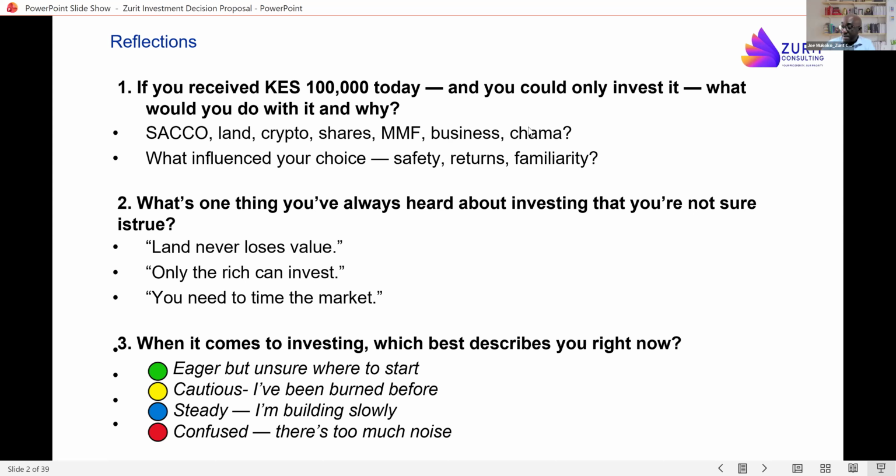Capital preservation. So as we think about this capital preservation, allow us to go to question 2. We want to preserve the capital that we have. So what is the one thing you've always heard about investing that you're not sure is true? 1, could it be that land never loses value? 2, could it be that only the rich can invest? And number 3, could it be that you need to time the market? So what's one thing that you've always heard that you're not sure is true of those 3?